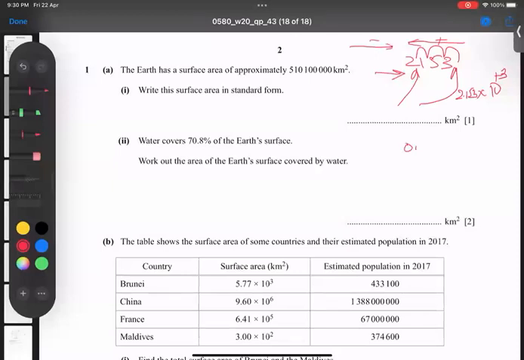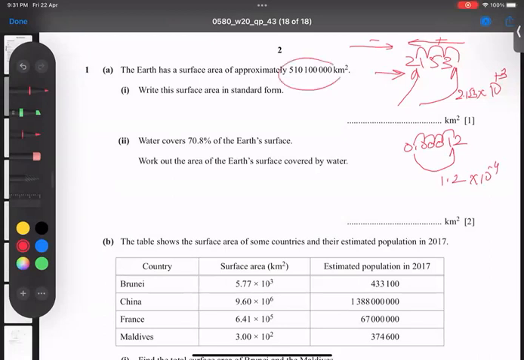Example, 0.00012. The decimal is here, it wants to be here. 1, 2, 3, 4 jumps. So 10 to power -4, 1.2. So I hope you got the idea. So let's come to this point.